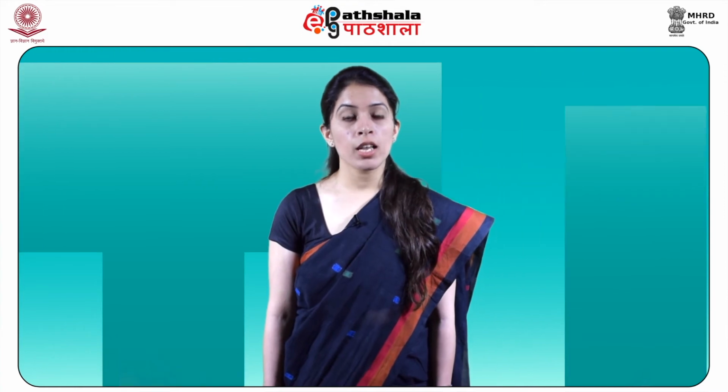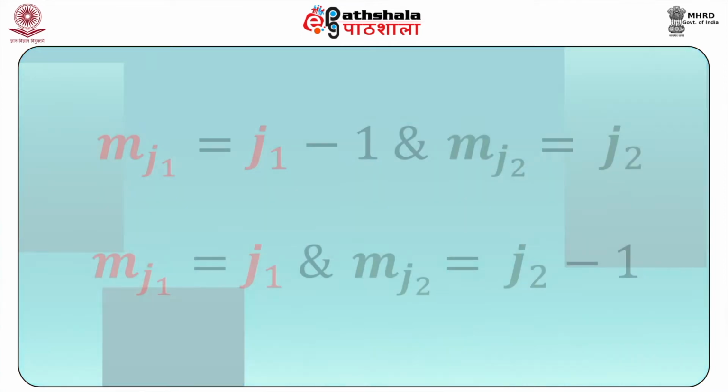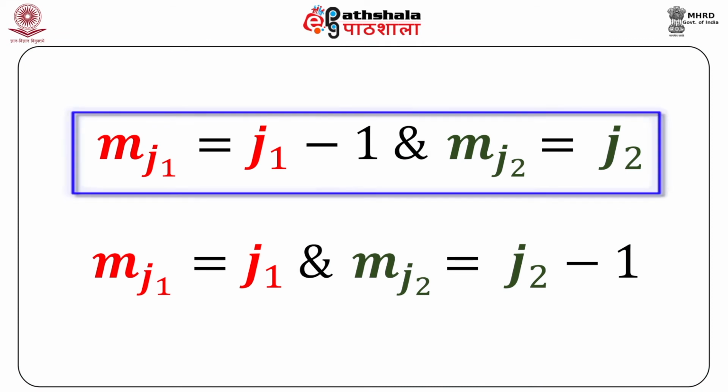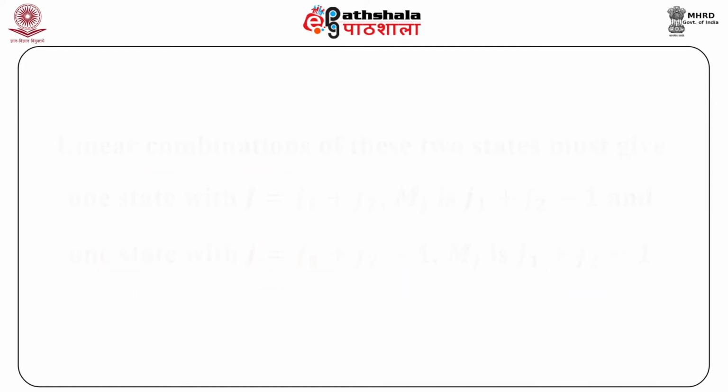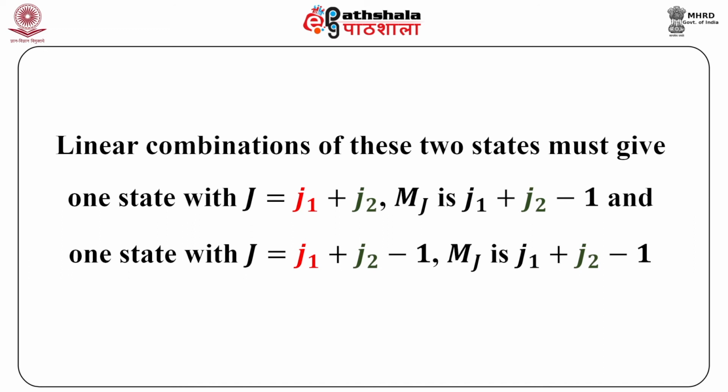Now the next possible or highest value of Mj becomes j1 plus j2 minus 1, which arises in two ways. Number one, where mj1 is taken as j1 minus 1 and mj2 is taken as j2. And the other case where mj1 is taken as j1 and mj2 is taken as j2 minus 1. Now a linear combination of these two states gives one state with J equals j1 plus j2 and one state with J equals j1 plus j2 minus 1, corresponding to capital Mj as j1 plus j2 minus 1.